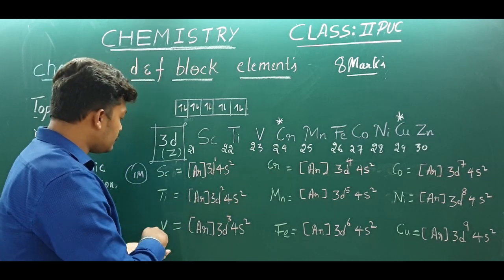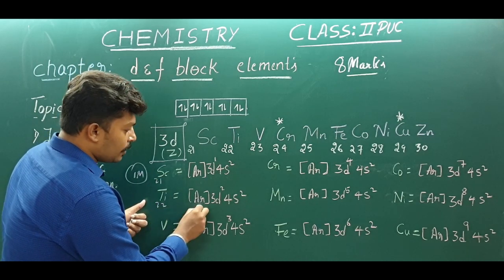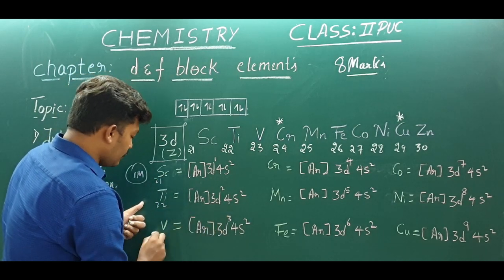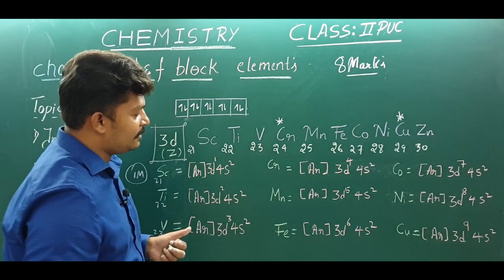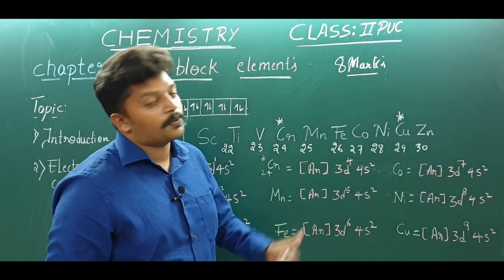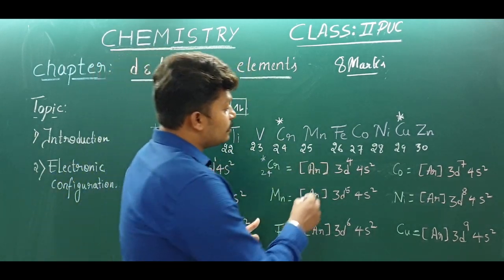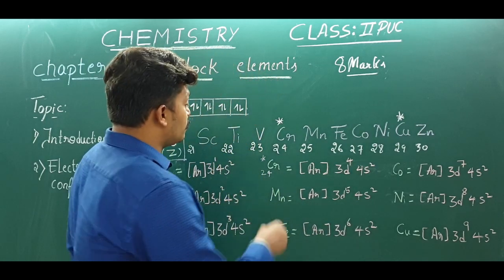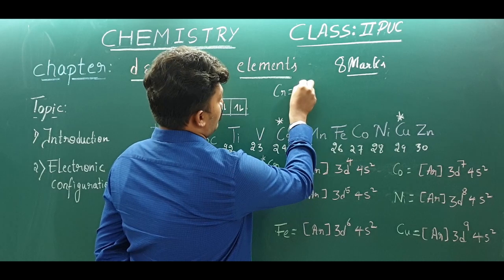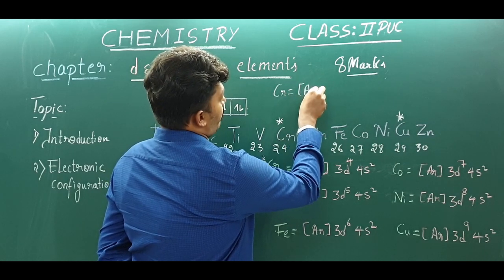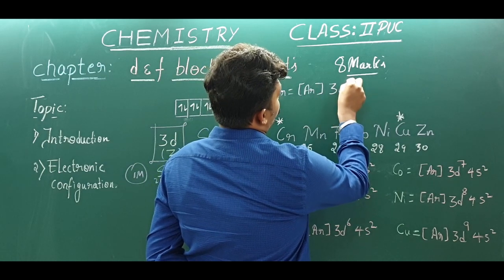So scandium is 21, titanium 22, argon 4s2, 3d2. Here it is 23, argon 4s2, 3d3. This is not proper because instead of 3d4 we have to write, for chromium, argon 3d5, 4s1.